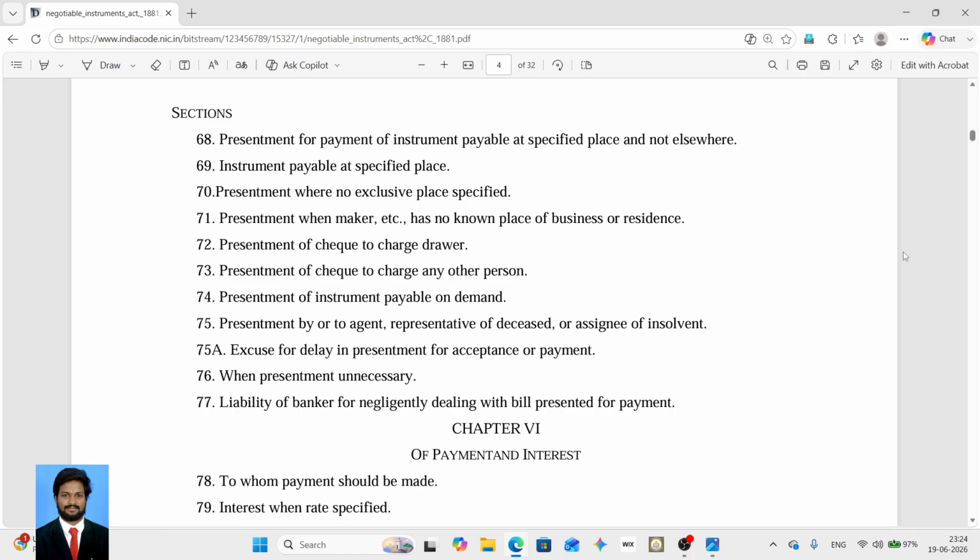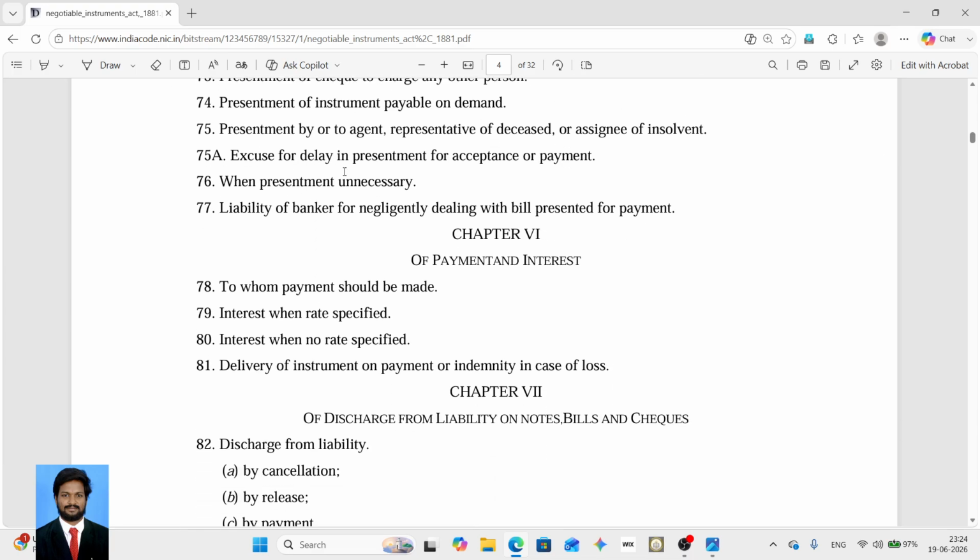73 presentment of check to charge any other person. 74 presentment of instrument payable on demand. 75 presentment by or to agent, representative of deceased or assignee of insolvent. 75a excuse for delay in presentment for acceptance or payment. 76 when presentment unnecessary. 77 liability of banker for negligently dealing with bill presented for payment.